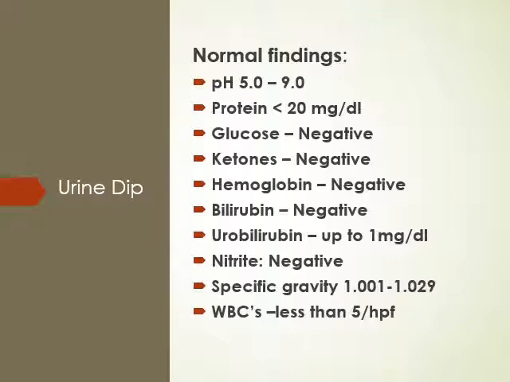Blood in the urine is never normal. It should always be investigated. It may be a sign of a UTI, but it might also be a sign of bladder cancer. So it's always got to be investigated.